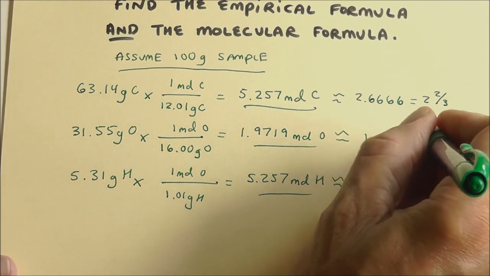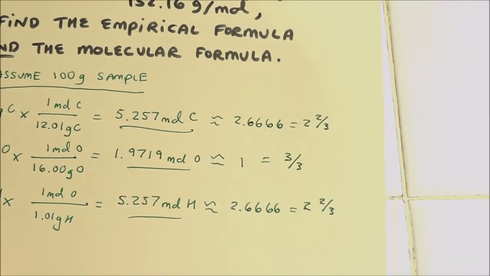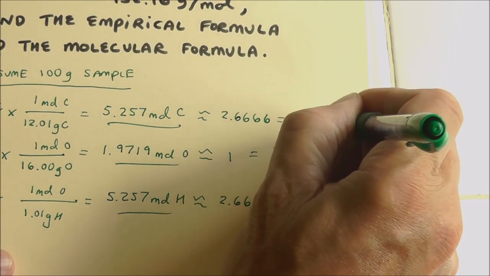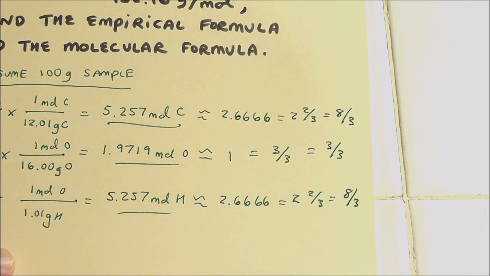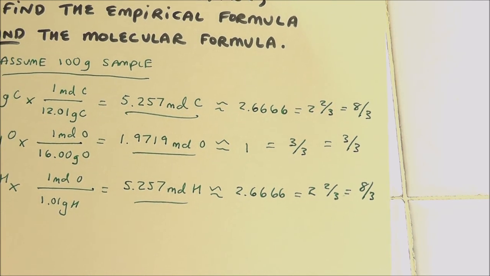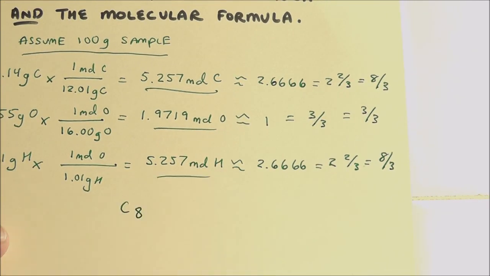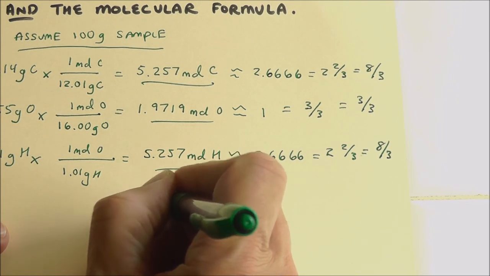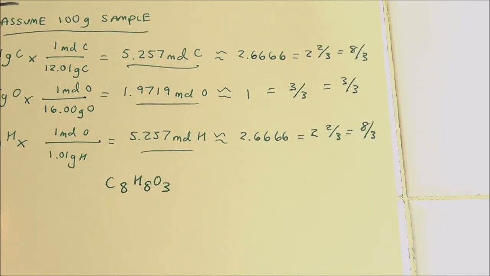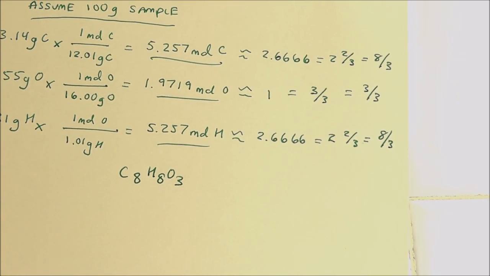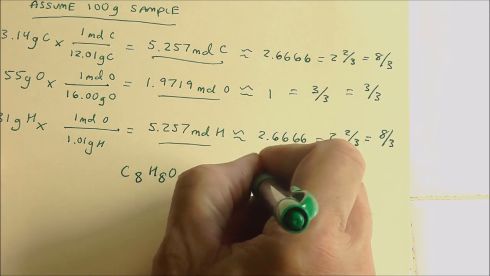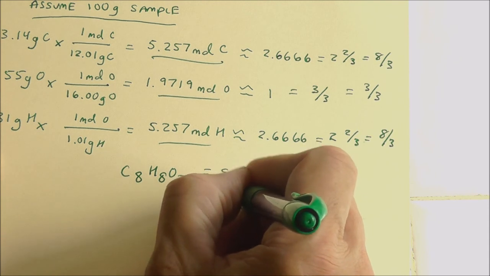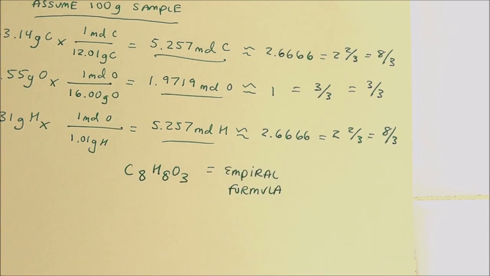This is 3/3. 2 and 2/3 is 8/3. Still 3/3. This is an 8:3:8 ratio. So this is C8H8O3. What would that weigh? Is that the empirical formula? Well, it's certainly the empirical formula, because you can't get simpler than an 8:3 ratio. That is the simplest whole number ratio, and boy, did we find out that that was hard.